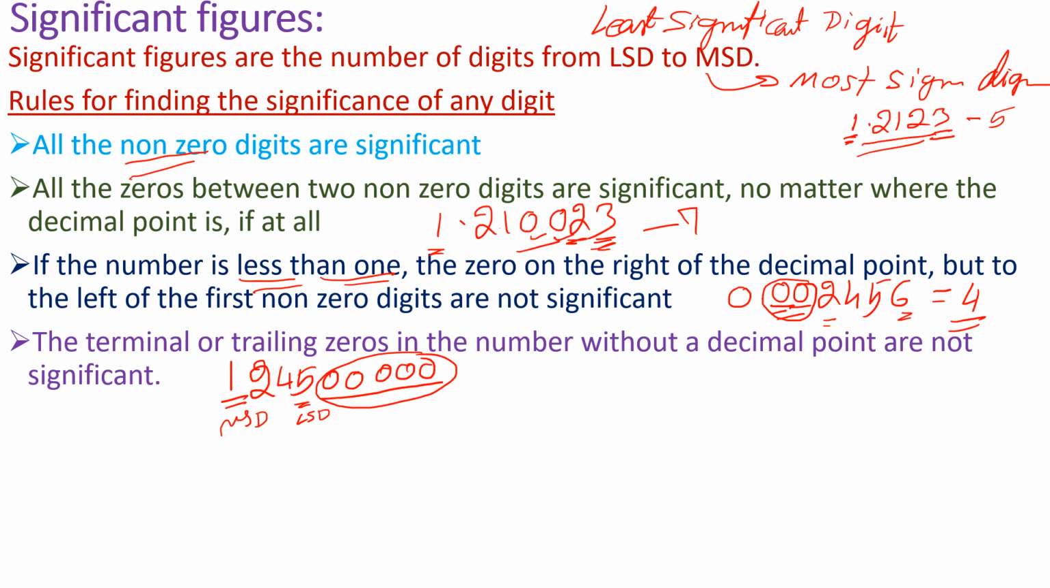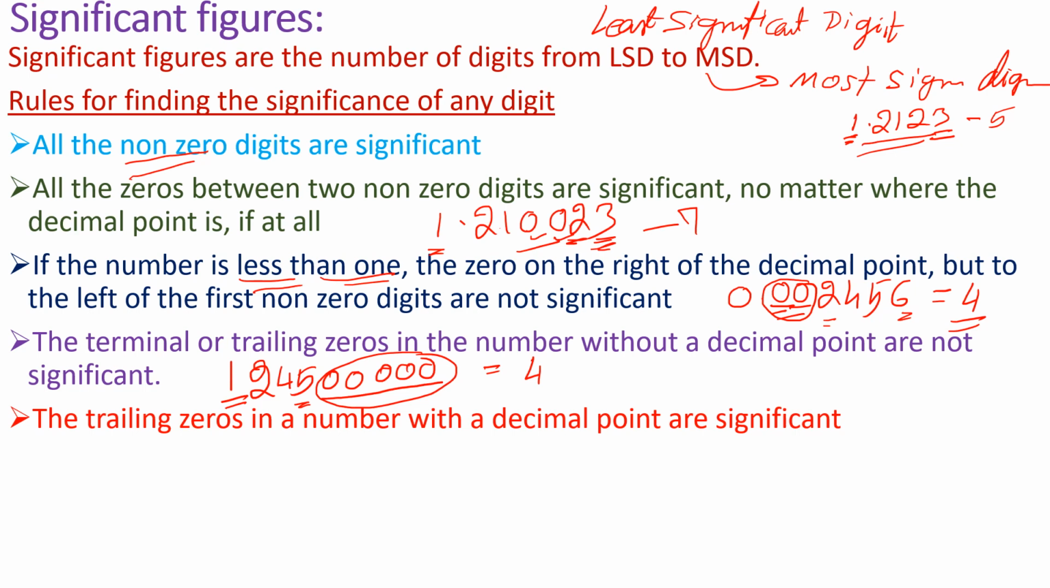Then the number of significant figures in this number is 1, 2, 4, 5. So 1, 2, 4, 5. These are the 4 significant figures. So the number of significant figures is equal to 4. Next, one more rule.